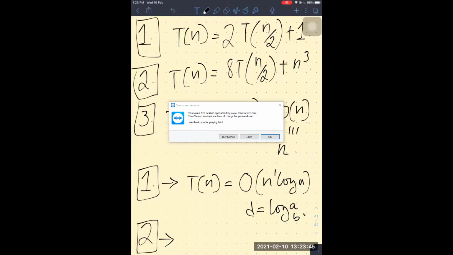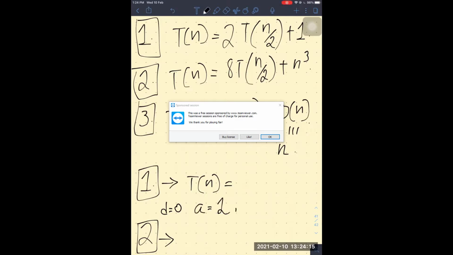Okay. Could you write the d, a, and b for the first one? Okay, so d is 1. Uh, d is 0, I think. Oh, yeah, exactly, d is 0. Not log n. d is 0, a is 2, and b is also 2. So d is less than log of a base b.